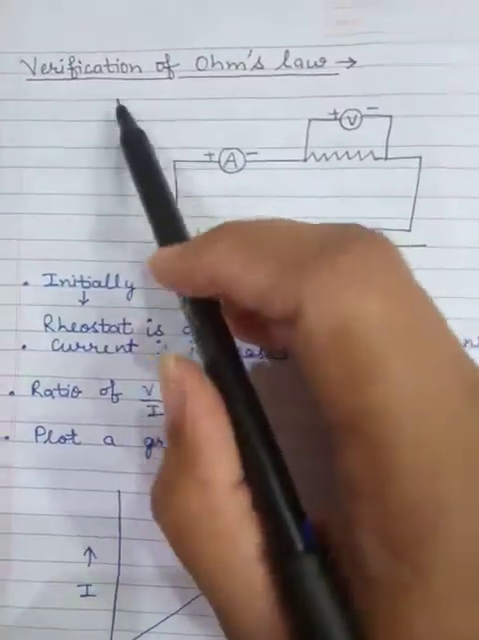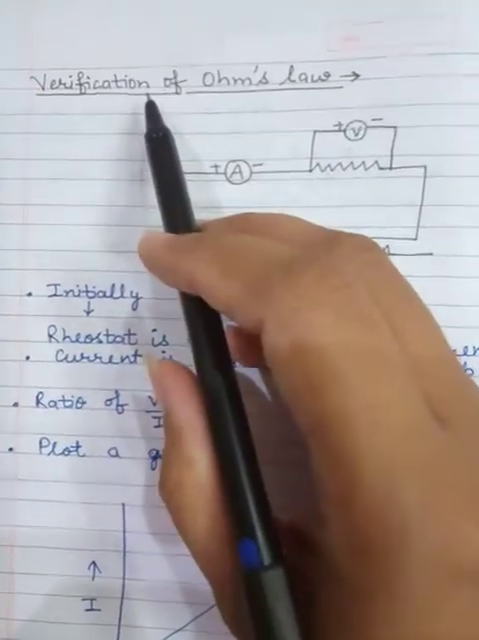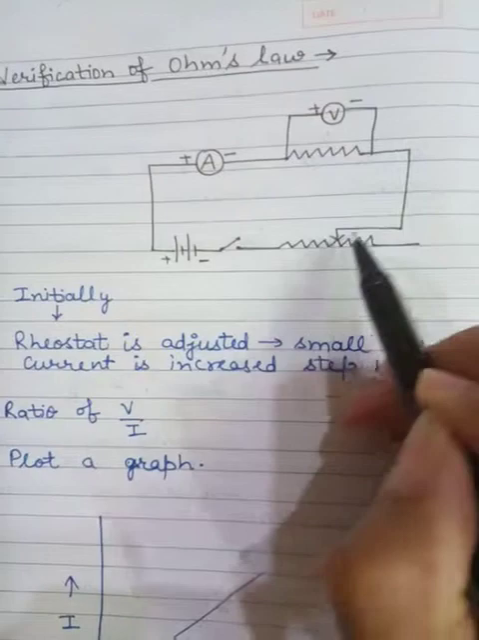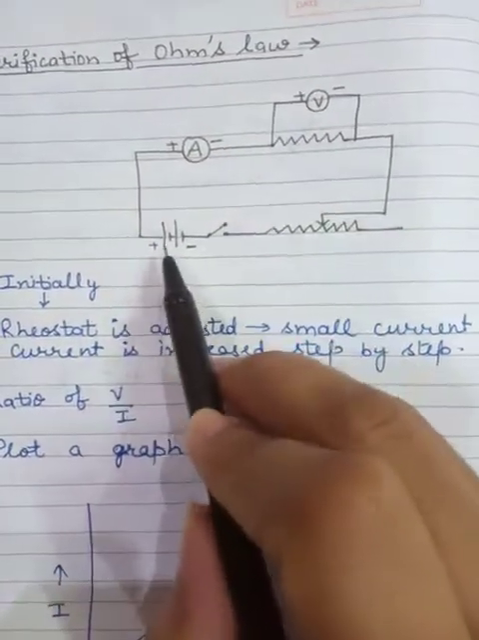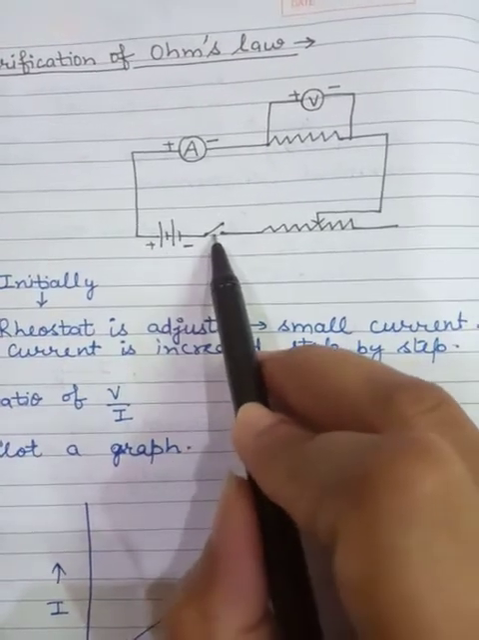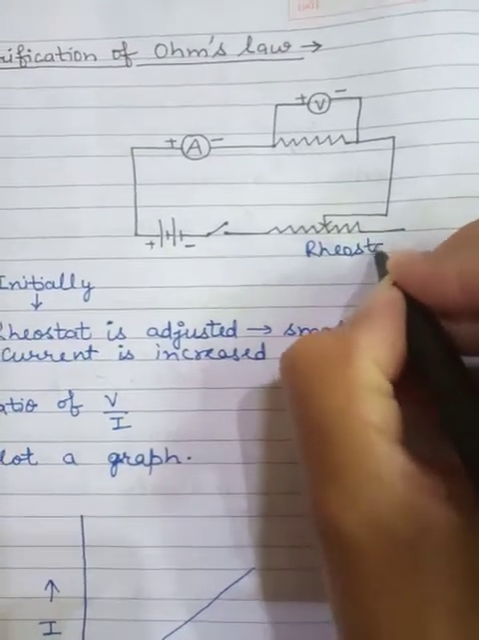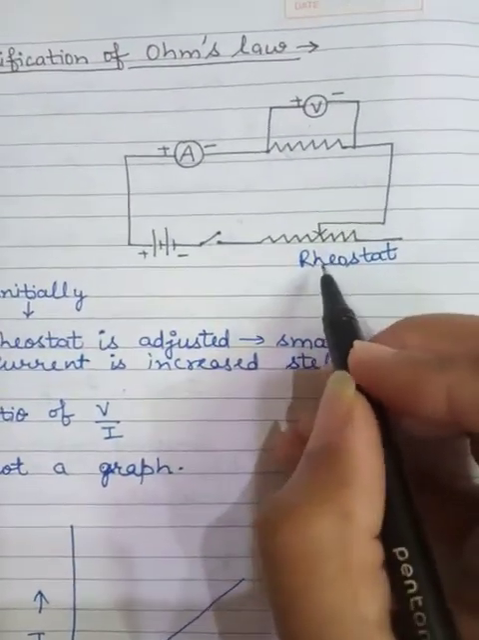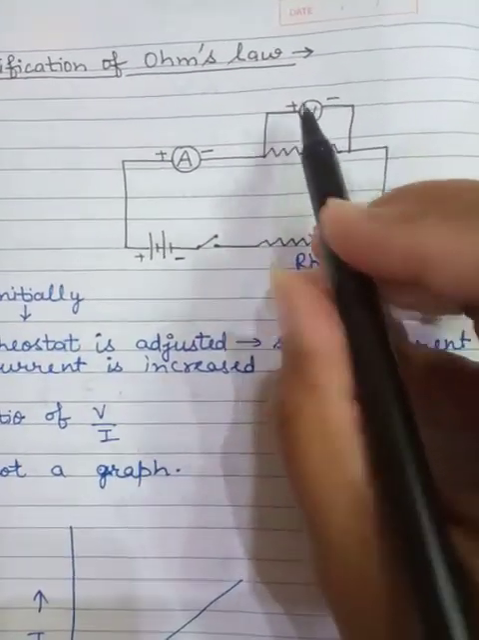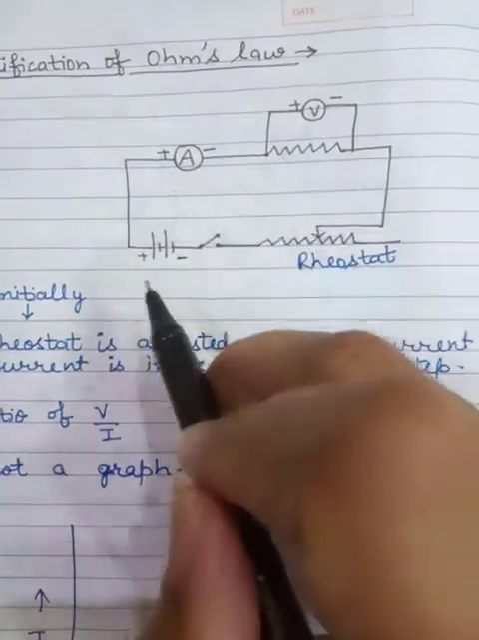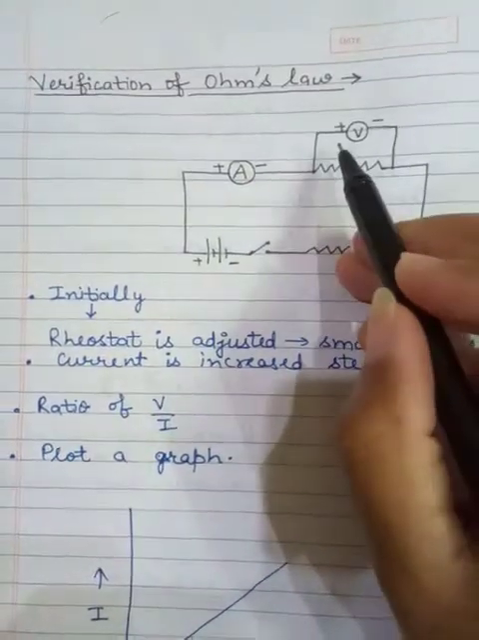Now, how can we verify this Ohm's law? We can verify Ohm's law by experiments. We will make a setup like this. In this setup, we will have a battery, a key, and this is the rheostat. Rheostat is used to change the resistance in the circuit. This is the resistance, voltmeter and ammeter. So how can we verify Ohm's law using this setup?